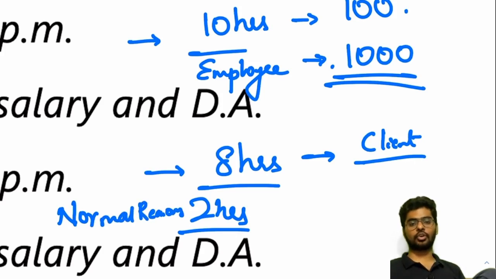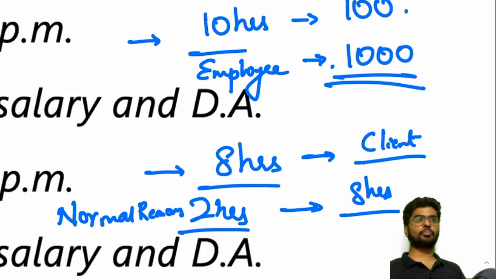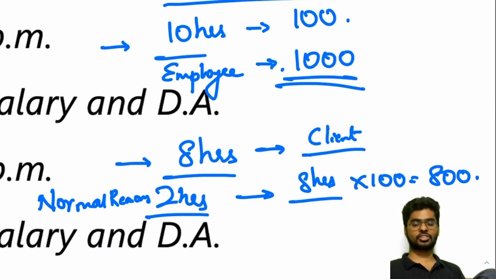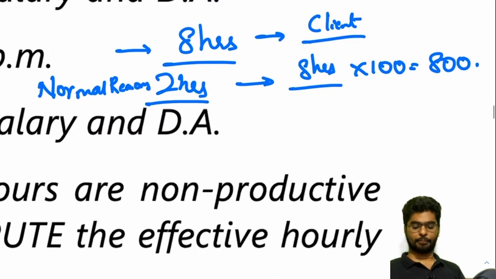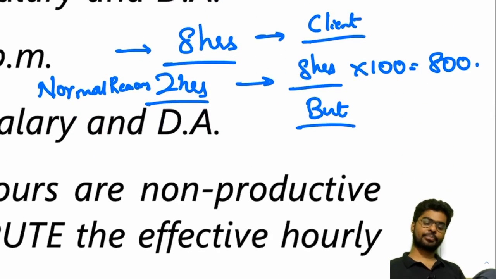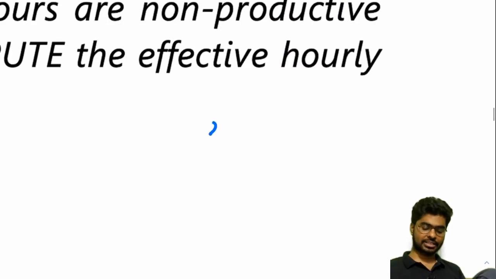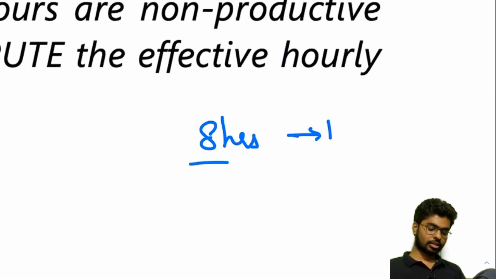This was because of what? Normal reasons. Now, for 8 hours, if you practically see, I should be charging the client 800 rupees. Yes or no? But since the 2 hours loss is a normal idle time, I will be charging for 8 hours 1000 rupees.